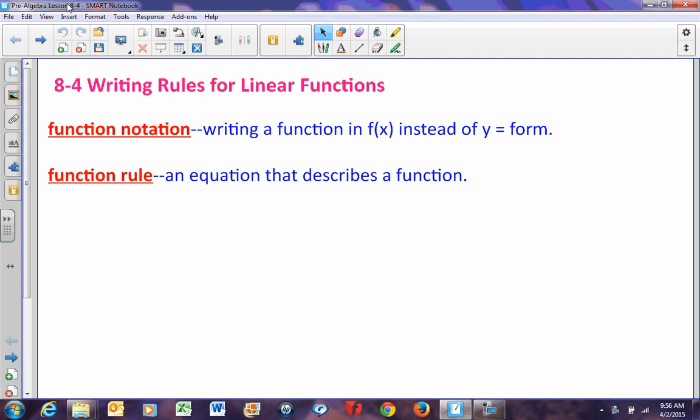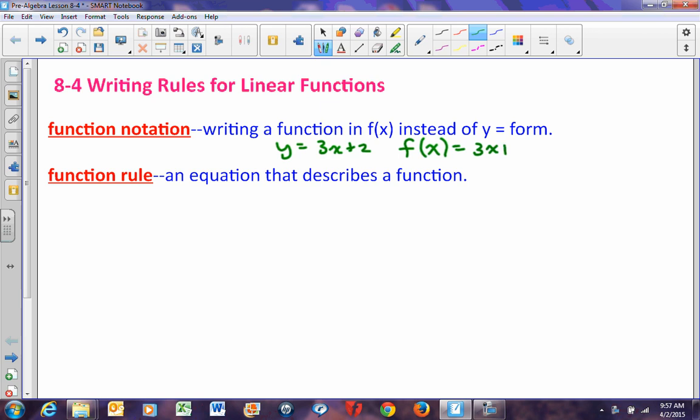This is pre-algebra lesson 8-4, writing rules for linear functions. Function notation is writing a function in what we call f of x form instead of y equals form. It looks like this. Instead of having y equals 3x plus 2, they just replace the y with an f of x, and it looks like this. F of x equals 3x plus 2. It means the same thing, it's just called function notation. Don't let it mess you up, it's basically the same thing.